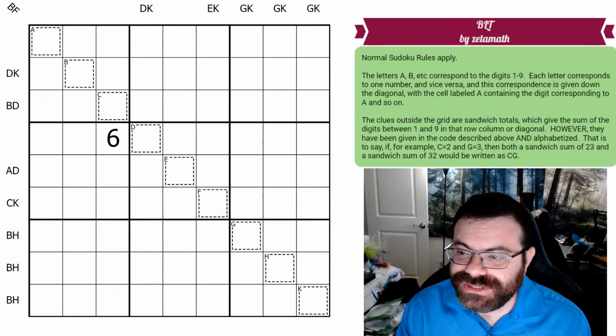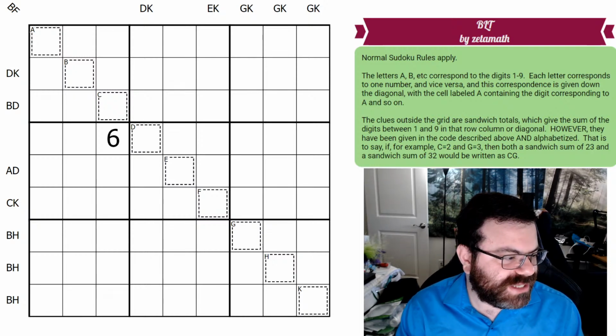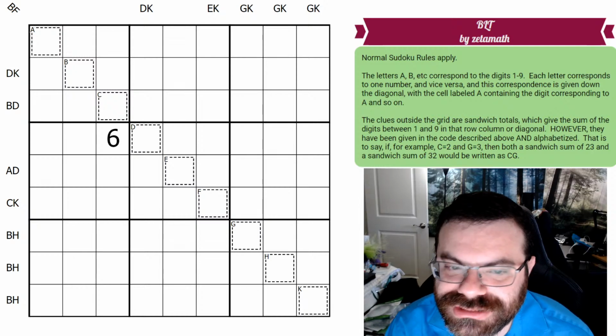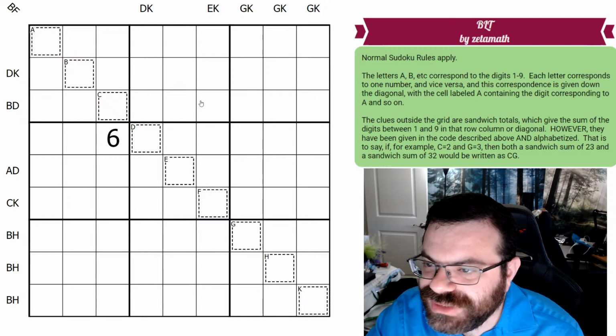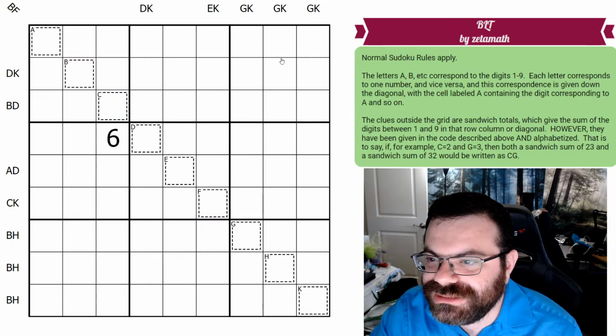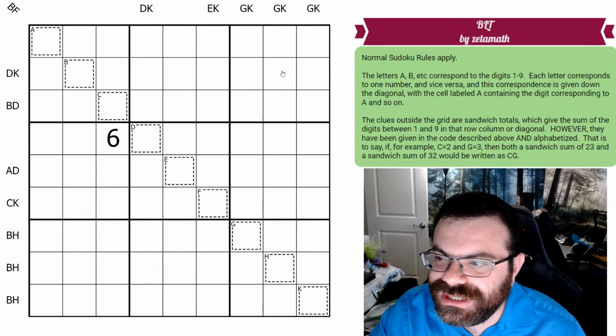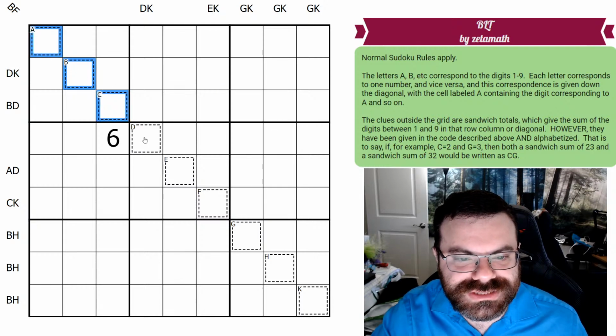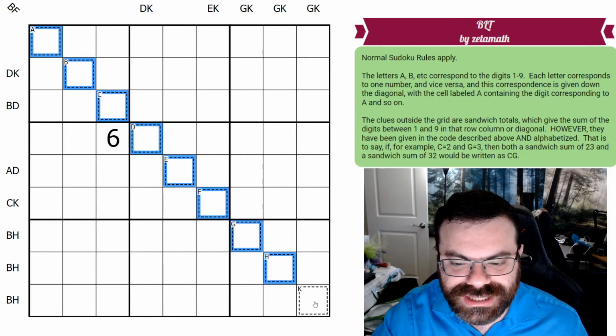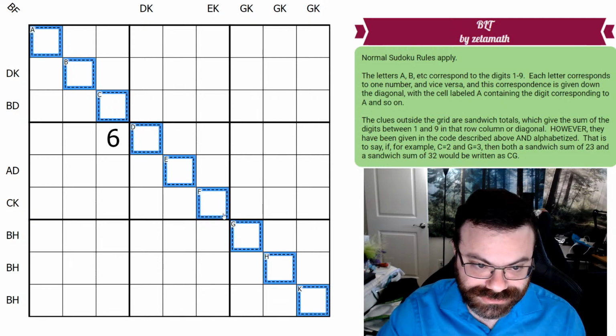All right, well, I'm going to read the rules and see if we can understand this, and zetamath's in chat in case we don't quite get it. So we have normal Sudoku rules, that's good. The letters A, B, etc. correspond to the digits 1 to 9. Each letter corresponds to one number. So we have A, B, C, D, E, F, G, H, and K here. I'm guessing I was skipped because it looks too much like a 1.